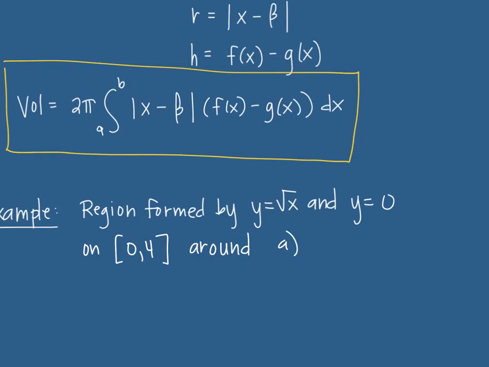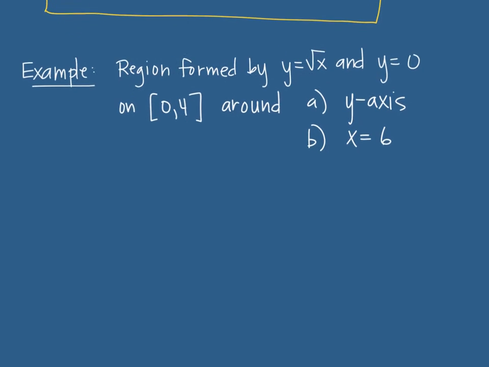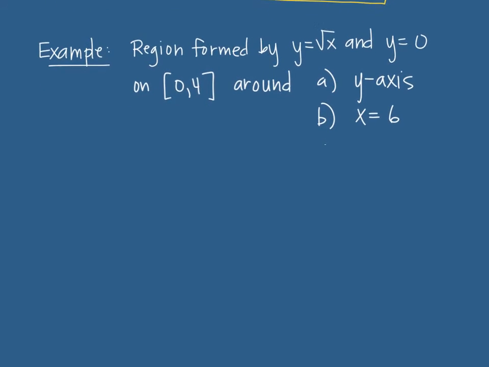We're going to do part A around the y-axis, which is a vertical line, and we're going to do it around the vertical line x equals 6. So we're going to do it twice and see what shape is formed. There is nothing to say you can't do this in y terms. You certainly could convert this into y terms and do it the previous way. That is totally fine. This is just an alternate method, which many times is easier.